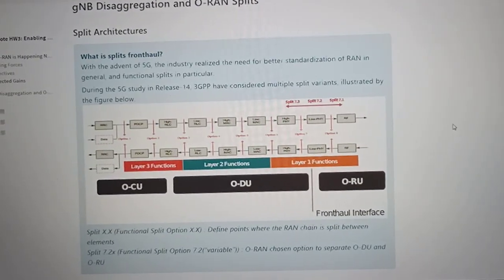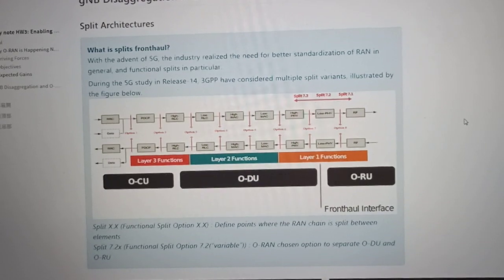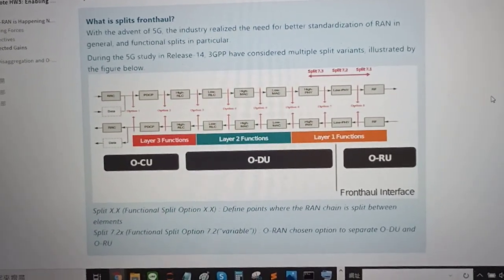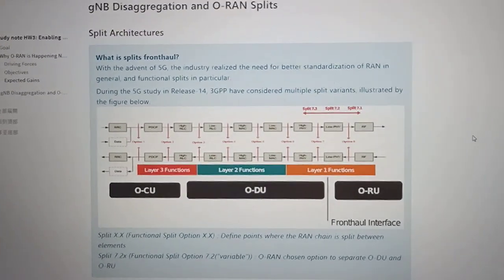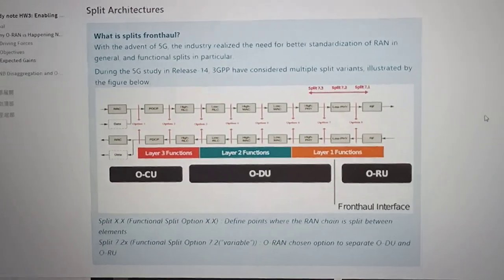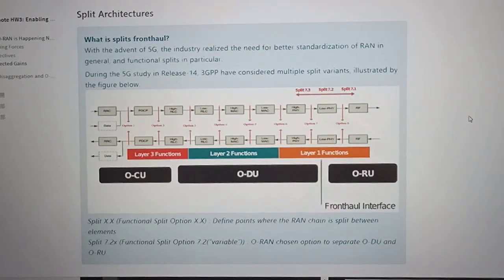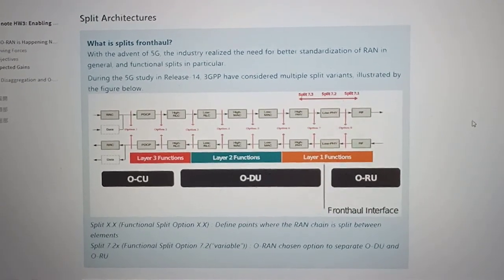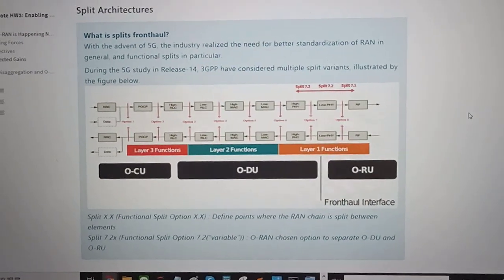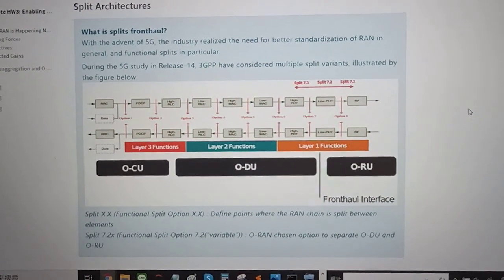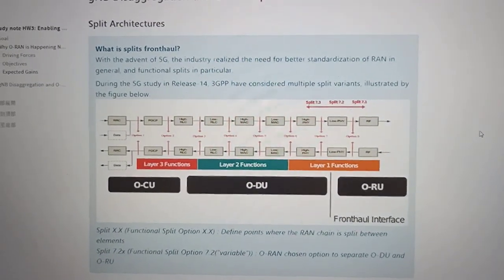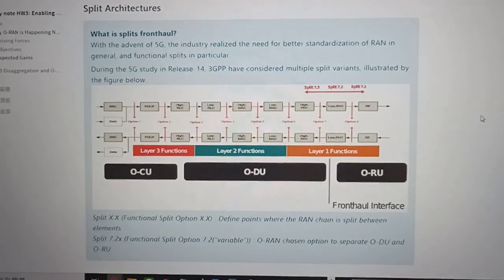like the figure shows, from option 1 to option 8. There are various options about how to split the layers of the gNodeB, or you can call it the base station.